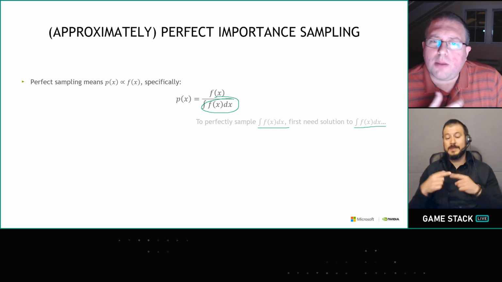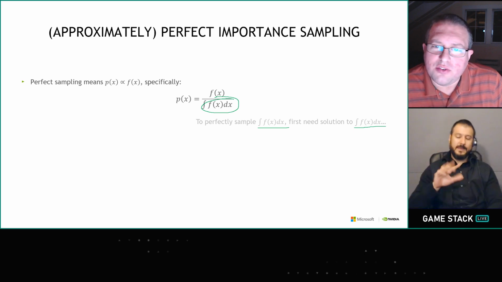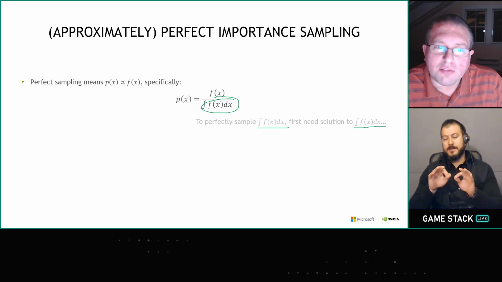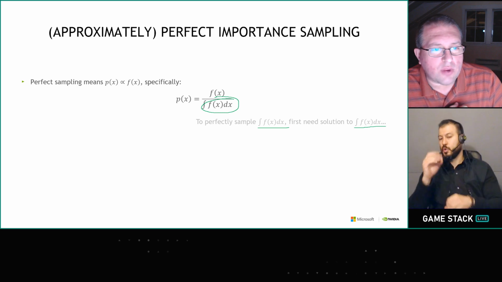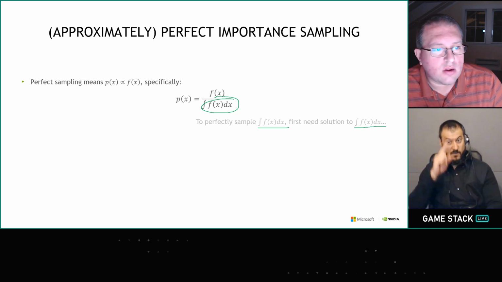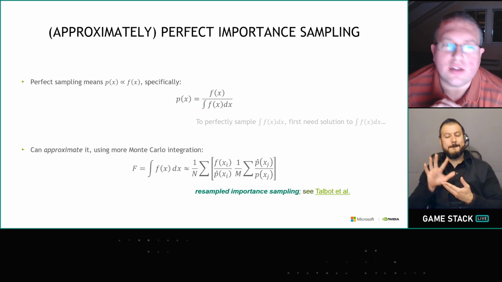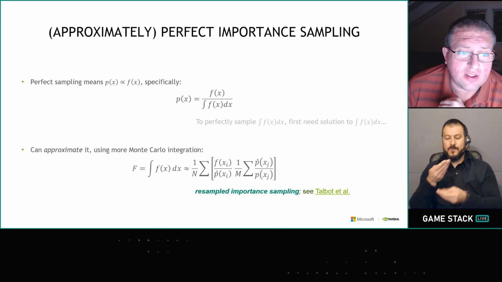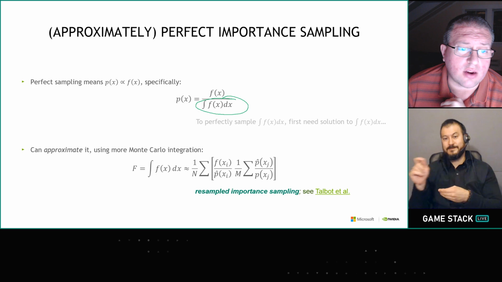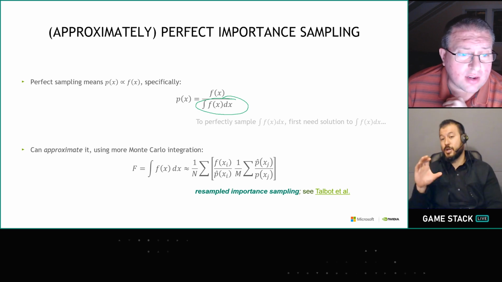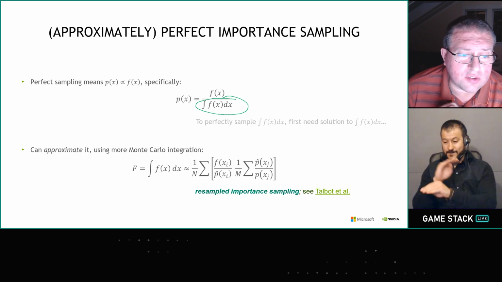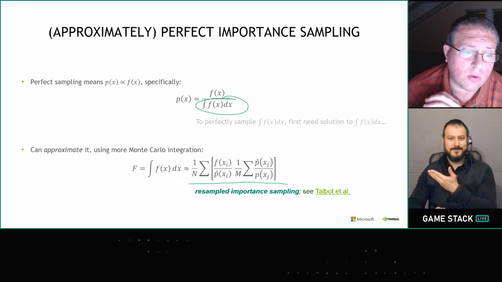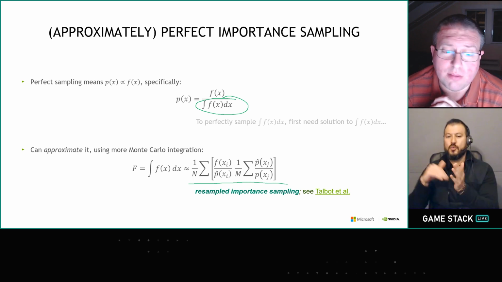But since we're approximating this, right, this importance sampling is doing an approximation of the integral, there's no reason we have to solve it for real here. We could just approximate the perfect importance sampling. And we do this by replacing this integral here with another Monte Carlo sum. And if you do that and then rearrange the terms, you get this estimator down here, which is known as the resampled importance sampling estimator.